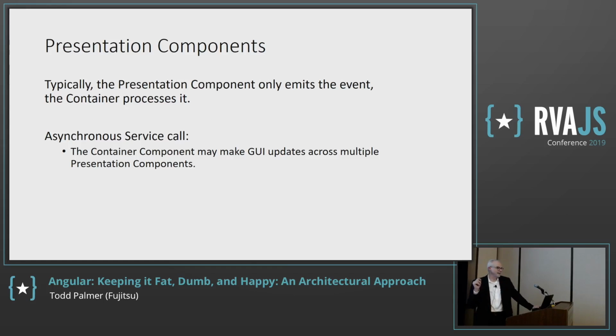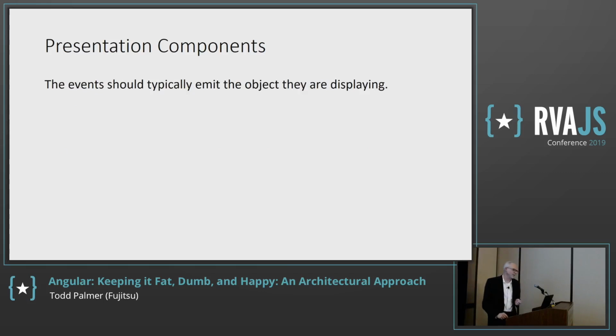All right. Typically, the presentation component is only going to emit the event, and it's going to be the container component at the top level that processes it. And this is because a lot of times the processing that has to happen because of a button is asynchronous, right? So you've got to update different parts. You want to maybe show some sort of loading change in the GUI, and so it's best to handle that at the top level because it might affect multiple presentation components.